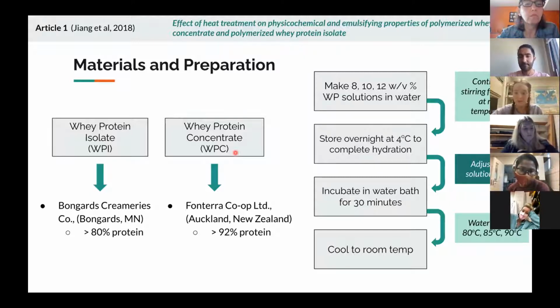So the whey protein was made up into solutions at concentrations of 8, 10, and 12. Then the samples were continuously stirred for 30 minutes at room temperature and stored overnight at 4 degrees Celsius to complete hydration. The pH was then adjusted to 7 before the samples were incubated in a water bath for 30 minutes at 80, 85, and 90 degrees Celsius. The samples were then cooled to room temperature and stored at 4 degrees Celsius.